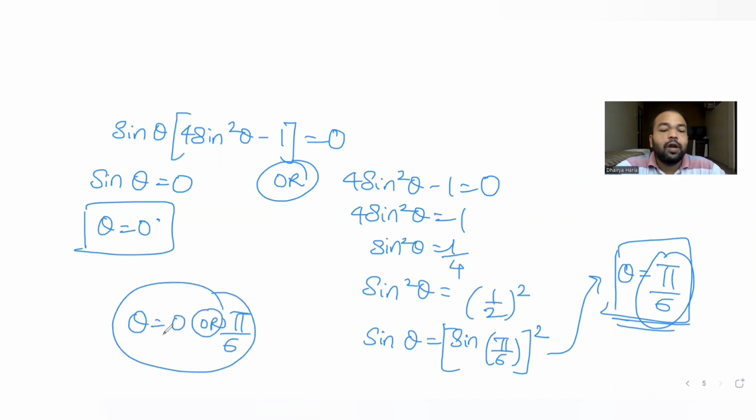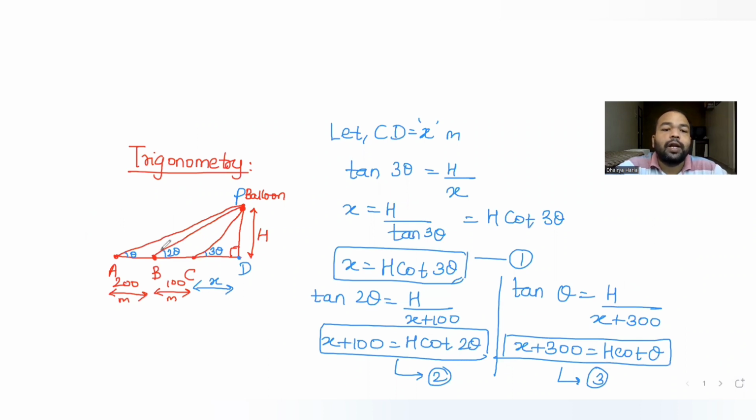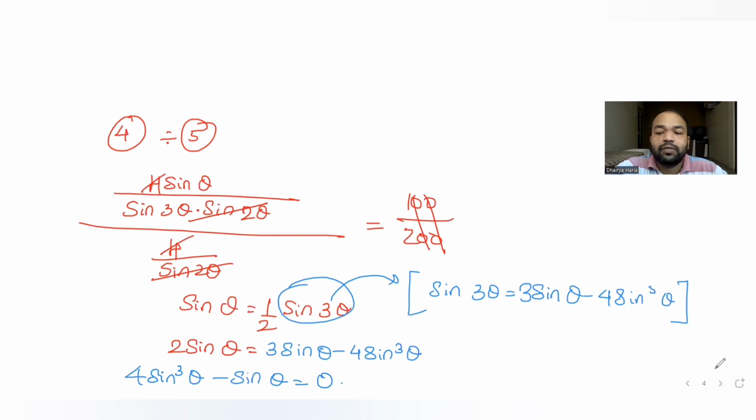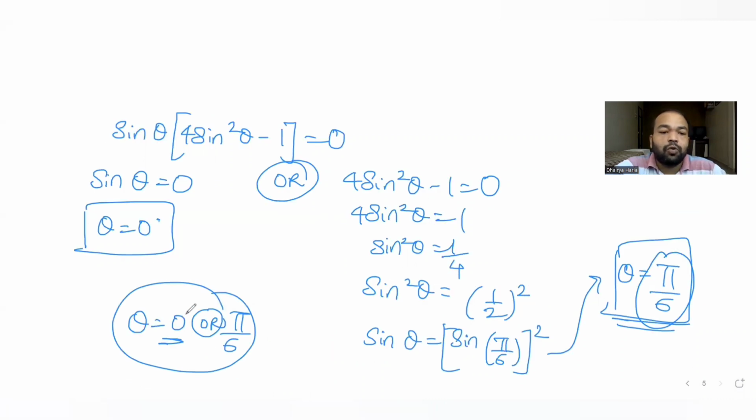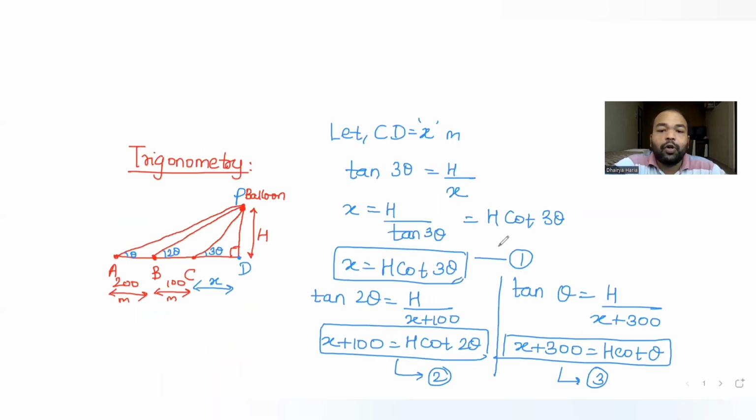That is 30 degrees. But I cannot have theta as 0 here, because we have already been told that angle at B is double and angle at C is triple. So I cannot have theta as 0 degrees because it would actually become a flat line. So the only possible value for theta is 30 degrees. So if I keep theta as pi by 6, now let's see what the height is. I can put it in any one of the equations.